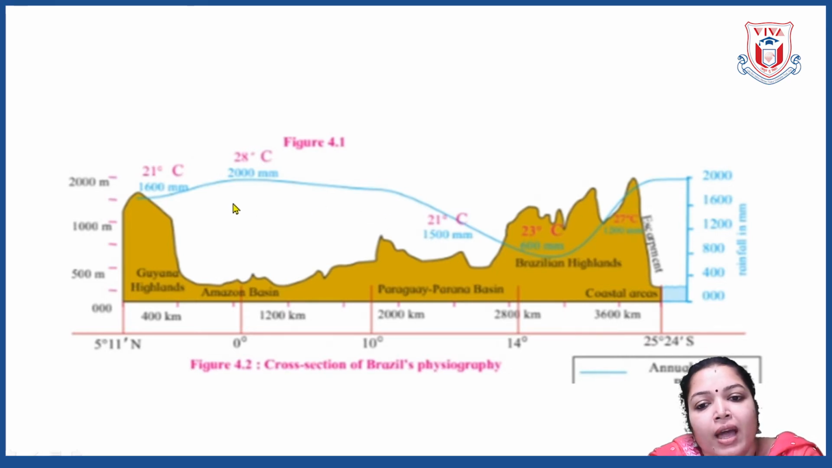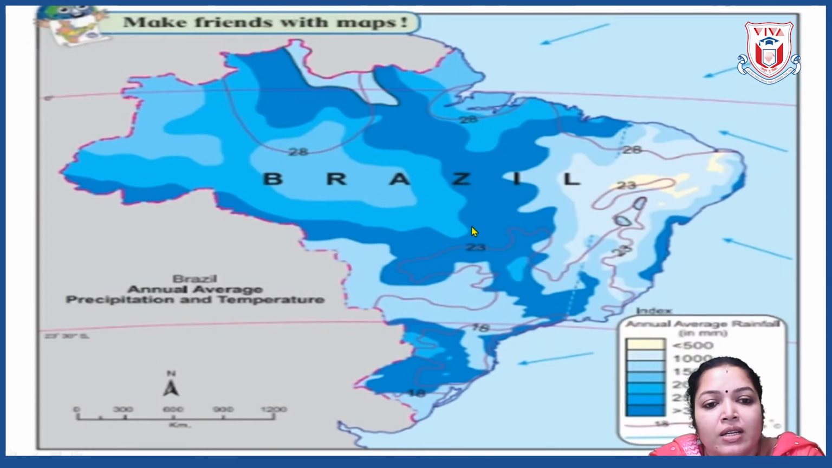It goes on increasing, and again the Guiana highlands act as a barrier, and then the rainfall goes on reducing, and when it crosses here, the rainfall reduces even more. So, this is the cross section profile of Brazil, and here we can see the escarpment. This region is covered by the escarpment, and the figure we are seeing is in this direction. When the winds blow from the escarpment and the escarpment acts as a barrier, we can see that these places don't receive rainfall at all.